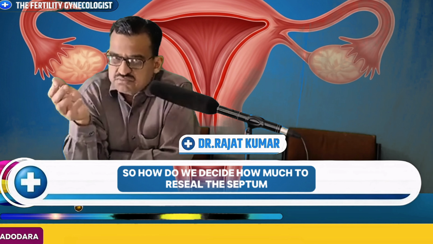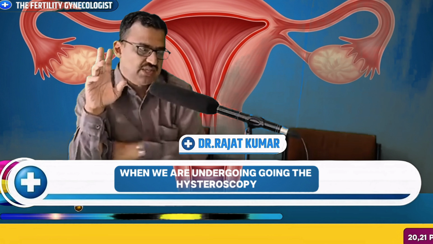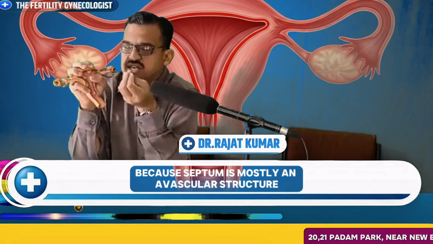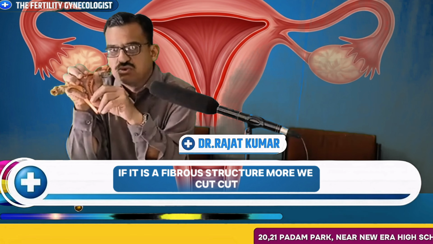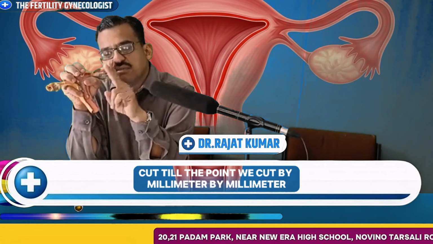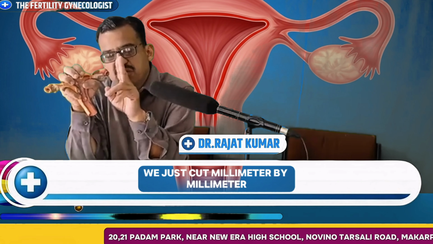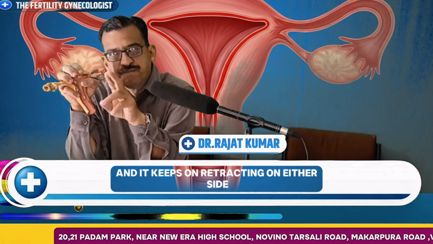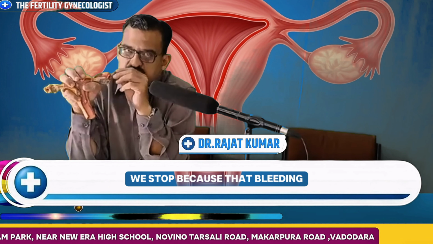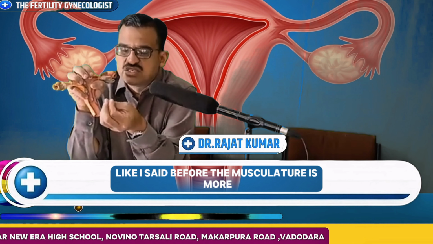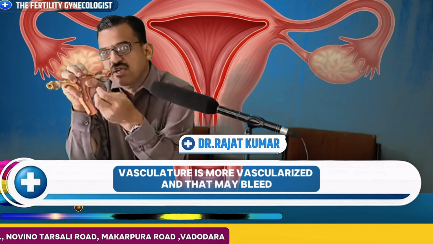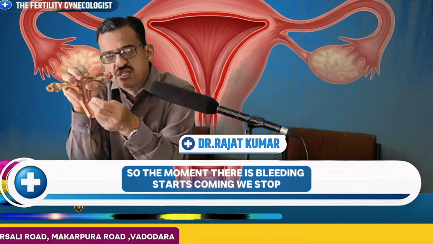So how do we decide how much to resect the septa when we are undergoing the hysteroscopy? We cut the septa, and like I said, because septum is mostly an avascular structure, if it is a more fibrous structure, we cut millimeter by millimeter. We don't cut centimeters, and it keeps on retracting on either side. And the point at which the bleeding starts coming, we stop, because the musculature is more vascularized and that may bleed. So the moment bleeding starts coming, we stop.